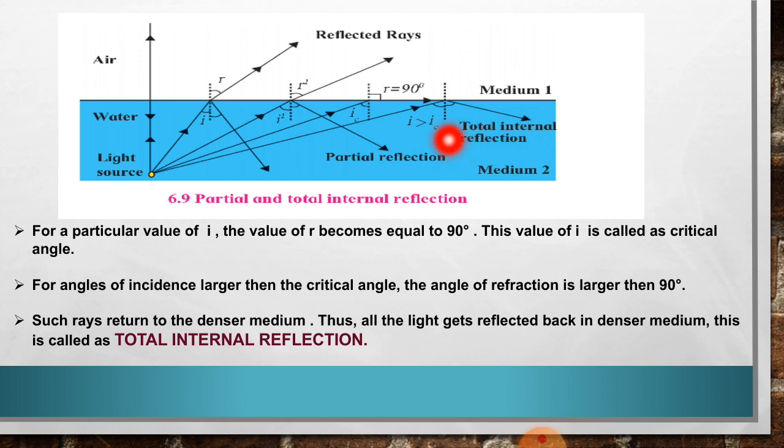Thus, when all the light gets reflected back in the denser medium, this is called total internal reflection. In the earlier ray, we saw that half of the light gets reflected in the denser medium and half goes into the rarer medium. But here you can see all the light gets reflected back into the same medium, that is the denser medium. So here total internal reflection takes place.